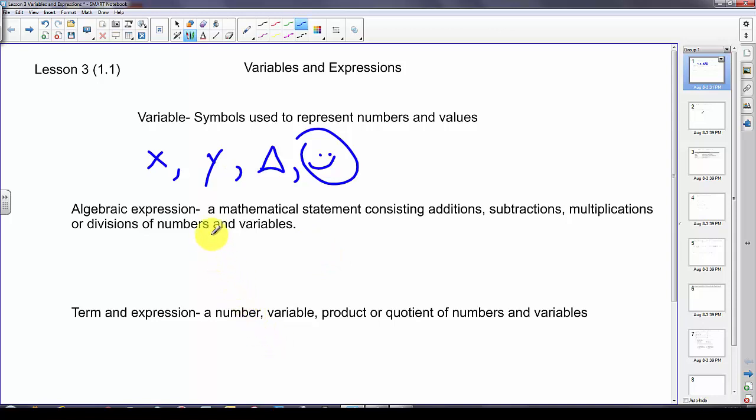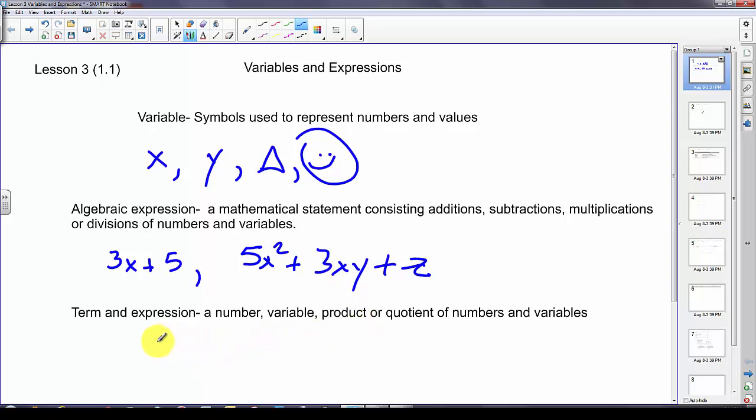Algebraic expressions, as it states, is a mathematical segment consisting of additions, subtractions, multiplications, and divisions of numbers and variables grouped together. So let me give you a couple examples of an expression. 3x plus 5 is a case where I have numbers and variables multiplied together, added to another number. I could have something like 5x squared plus 3xy plus z, something like that. Those are numbers and variables added, subtracted, and multiplied together.